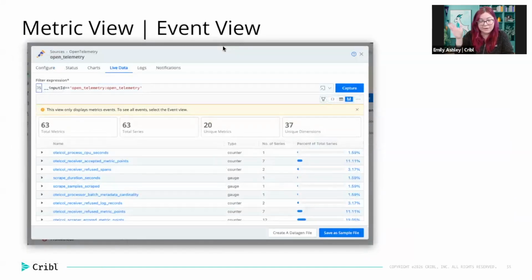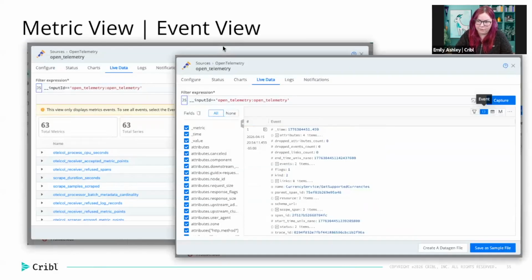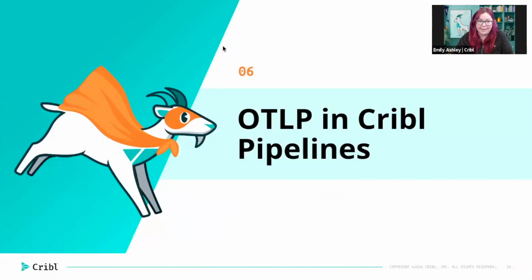Quick UI tip. If you've got a mix of signals coming in, you can toggle between metric and event view like this. There is a lot to talk about metrics and all the things that can be done with our metrics functions like rollups and aggregations. But I'm going to say that's also an entirely separate workshop. So let's talk about OTLP in the pipeline. You've extracted the data. It's prepped and ready. Let's talk about what you can do with it.